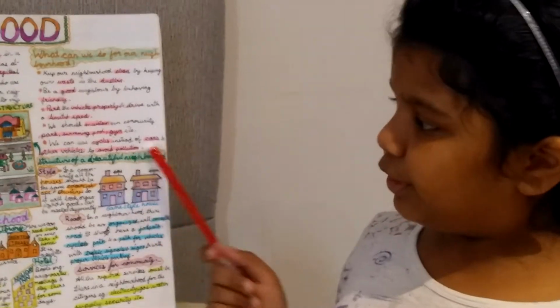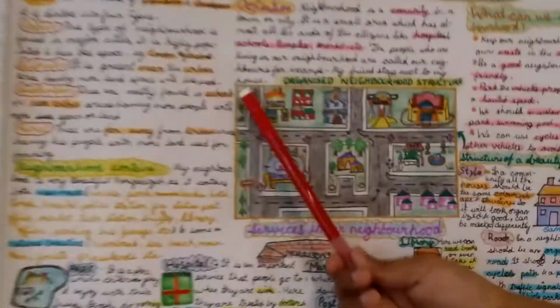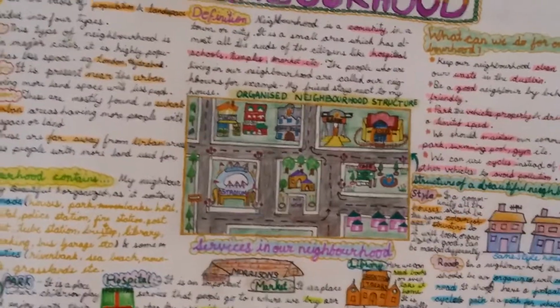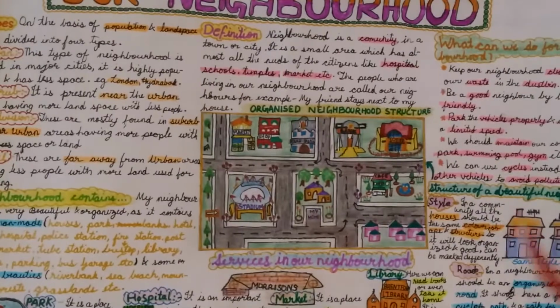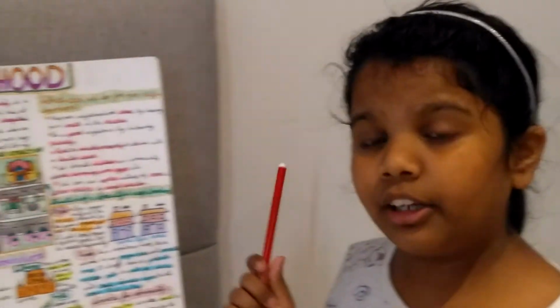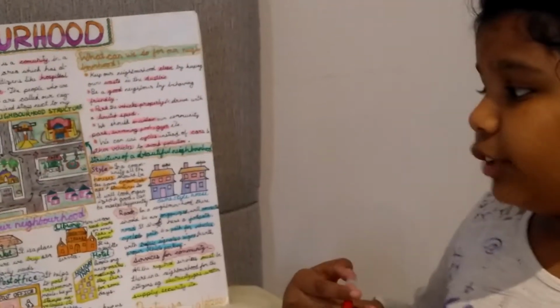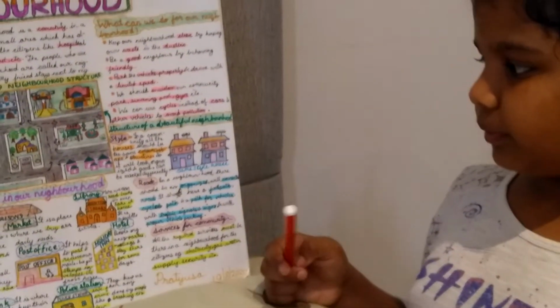Next we're going to talk about the structure of a beautiful neighborhood. This is how a neighborhood structure looks. First let's talk about style. All the houses in a community should look the same to make it look beautiful. They should have the same color, shape and structure.